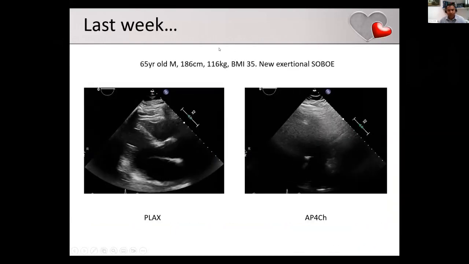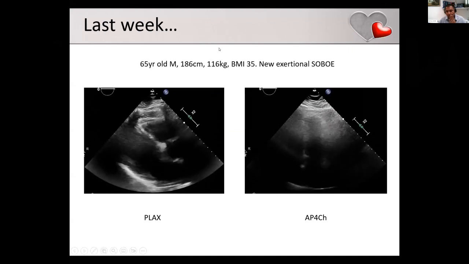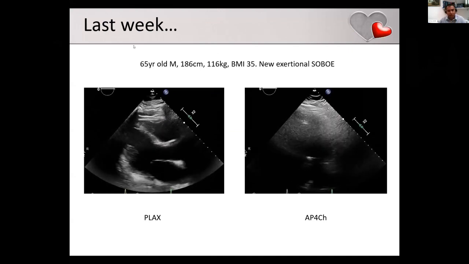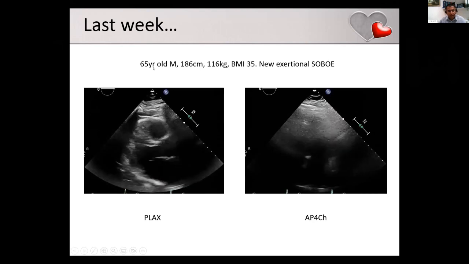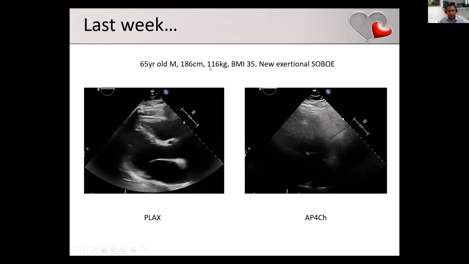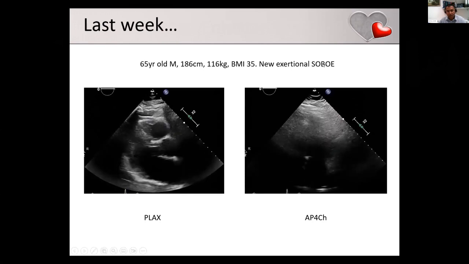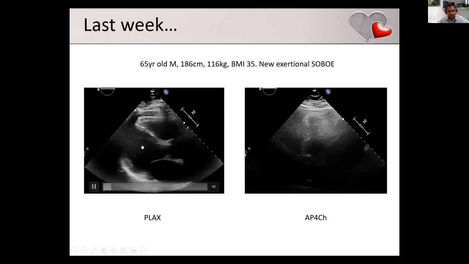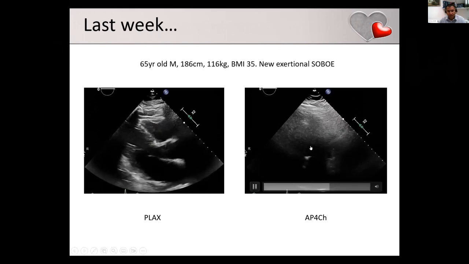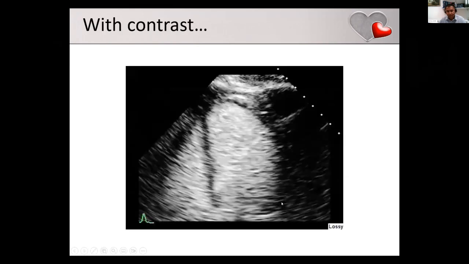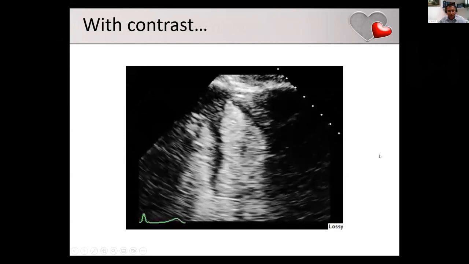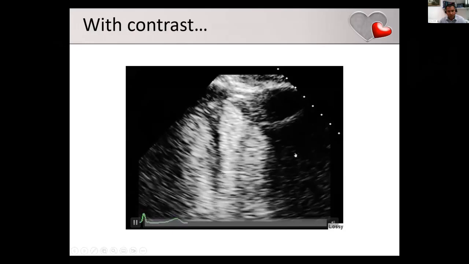And then finally, just to show you that these are not all just historical cases. This is a stress echo I did personally last Thursday, 65-year-old patient who is again generally quite a large gentleman who has breathlessness on exertion. This is the parasternal long axis at rest. This is the apical 4-chamber. You can barely see the heart. But the application of contrast gave me this image, so I can see the walls, I can see systolic thickening.